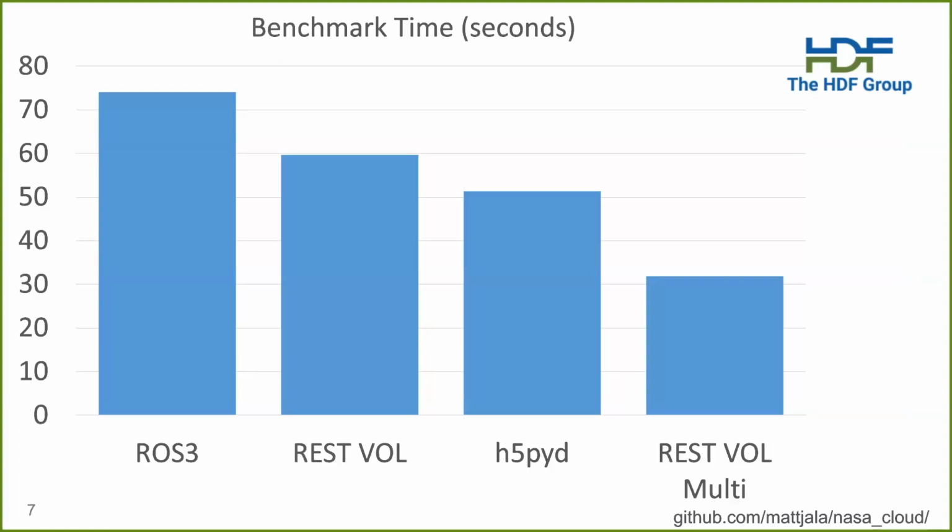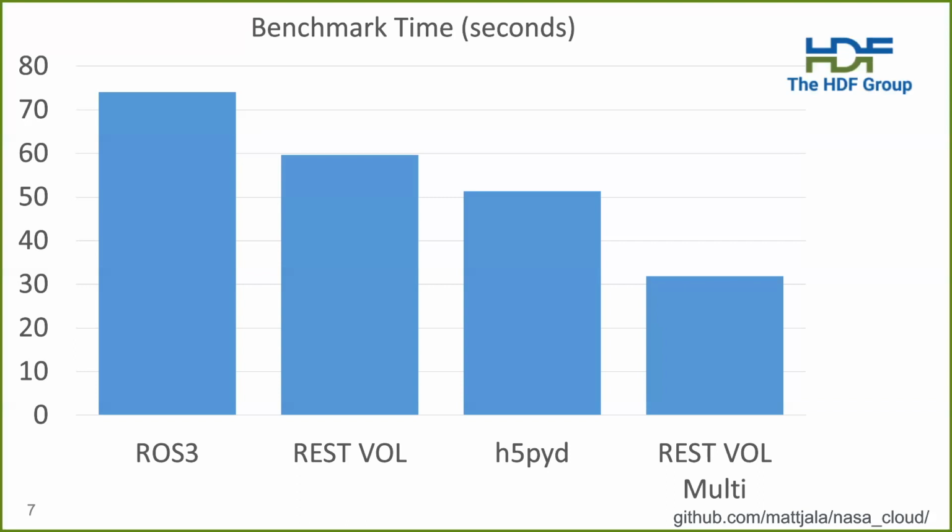Well, we have a benchmark based on an actual use case, which does reads and writes to, I think it's about 6 different data sets for a total of a few gigabytes of data transfer. And you can see here how a few different options for working in the cloud compare. You see the S3 VFD was the slowest at about 75 seconds. And then just as a baseline, the RESTful was a bit slower than H5PyD by about 10 seconds.